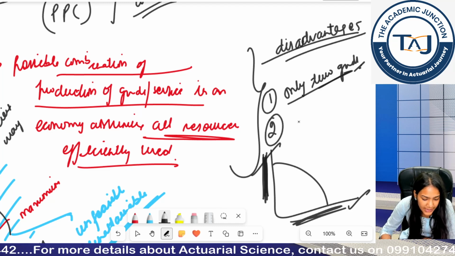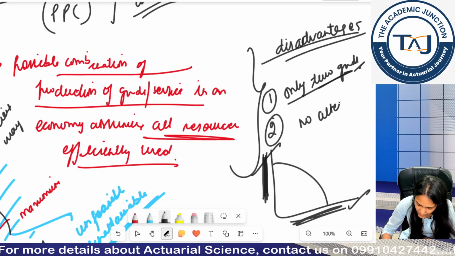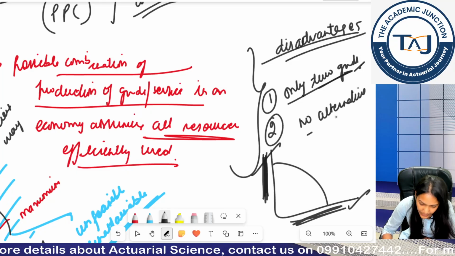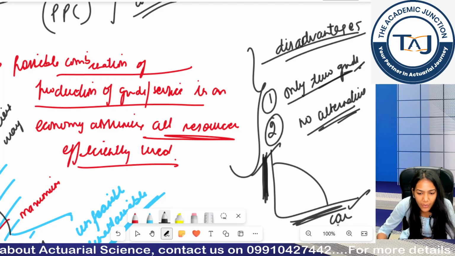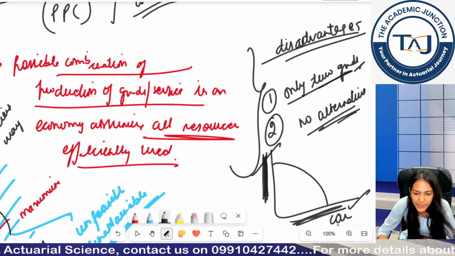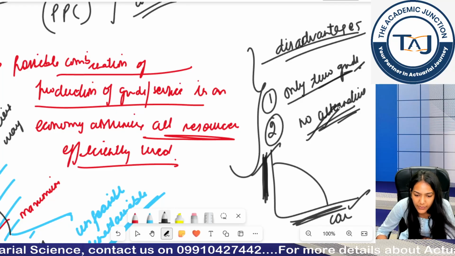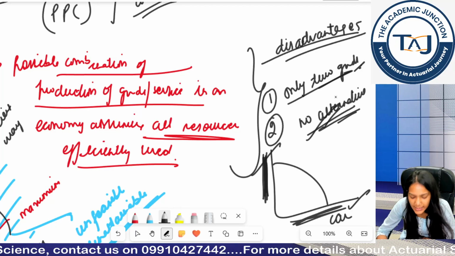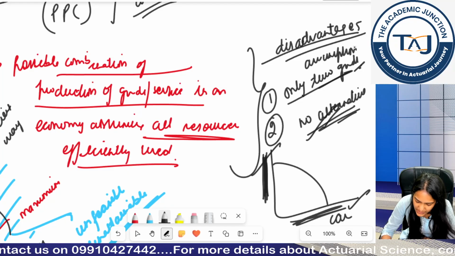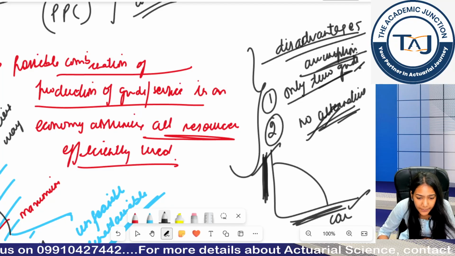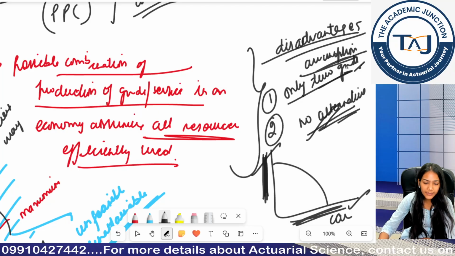The second assumption is that there is no alternative to any good. This is also not possible. If I am, for example, taking a car here, I can have alternatives to the car, right? But PPC assumes that there is no alternative to any good. So that's why these are the disadvantages and assumptions only. Assumptions became the disadvantages only. Is it clear?